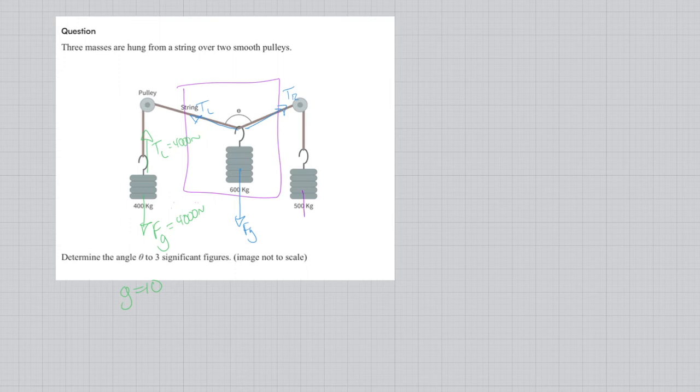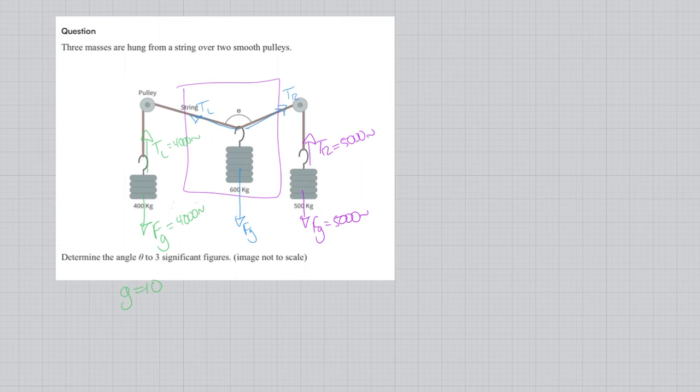Same thing on the right-hand side. This is going to be the force of gravity, which is going to be 5,000 newtons. And then up here, T right would also be 5,000 newtons. And that would keep those two objects stationary because their net force would have to be zero.